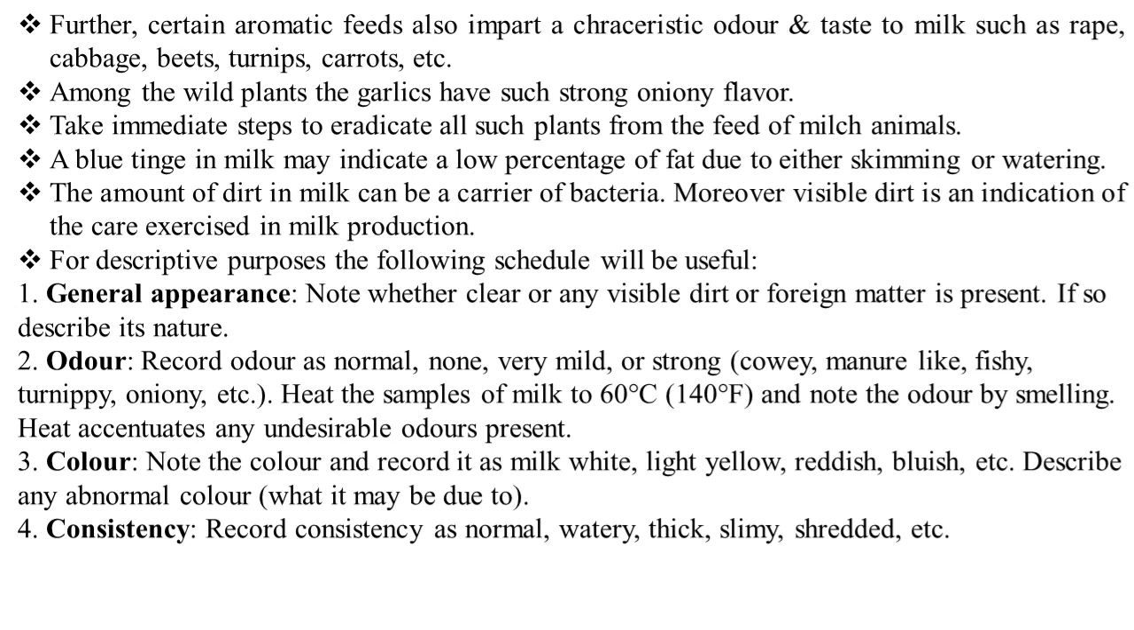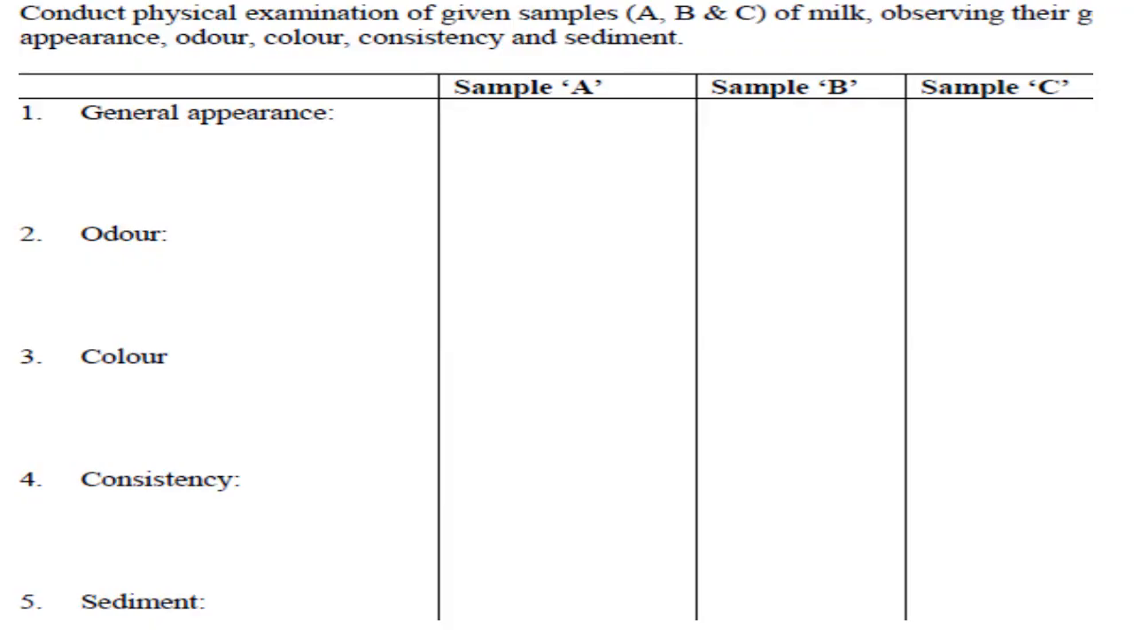Color: note the color and record it as simple white, yellowish, light yellowish, reddish, bluish. Describe any abnormal color and what it may be due to. Consistency: record consistency as normal, watery, thick, slimy or shredded. Physical examination of the given samples, observing their color, odor, consistency and the sediments. Here the three samples can be enlisted and their appearance, odor, color, consistency and sediments may be drawn.